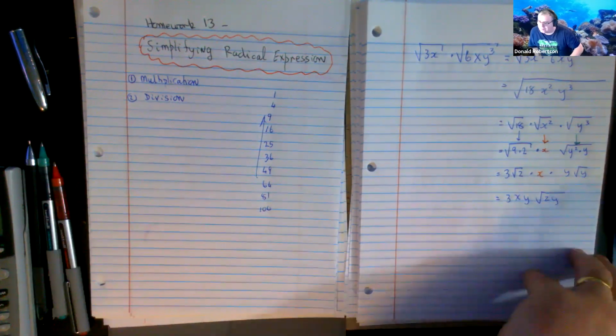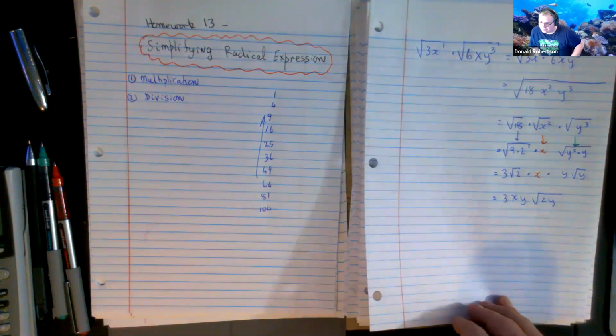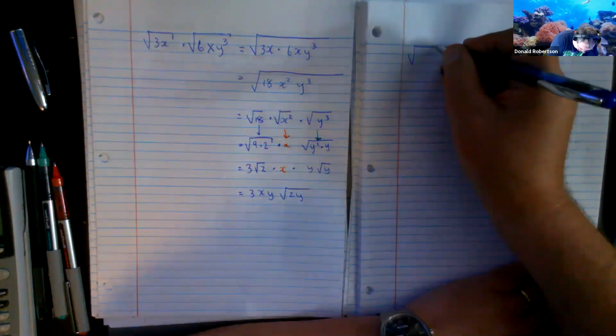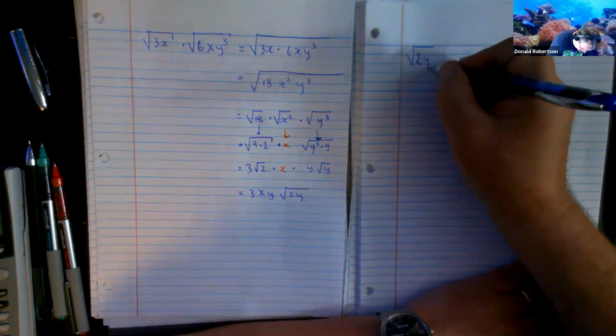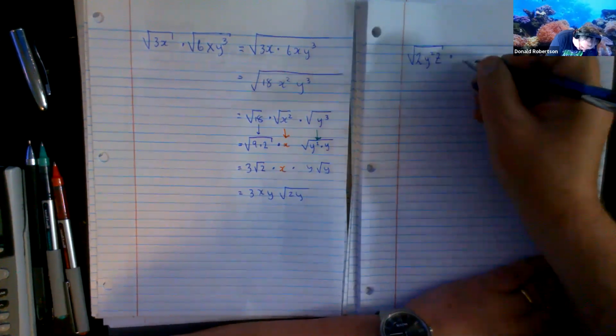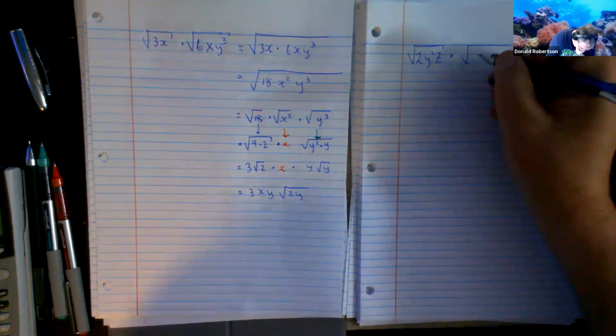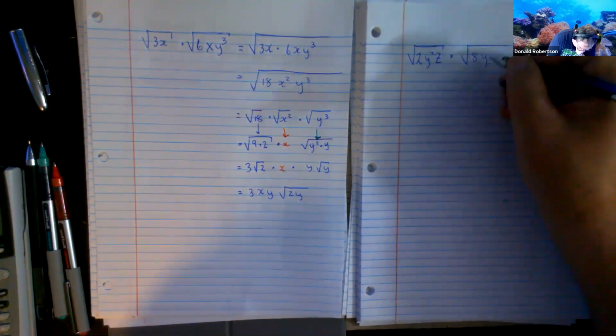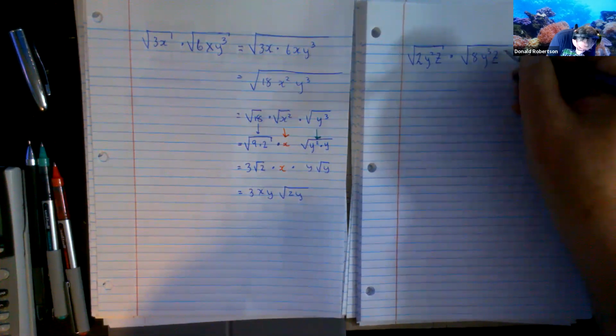Do another one. We need a few of these before I feel comfortable. How about 2y squared z times 8y cubed z squared?